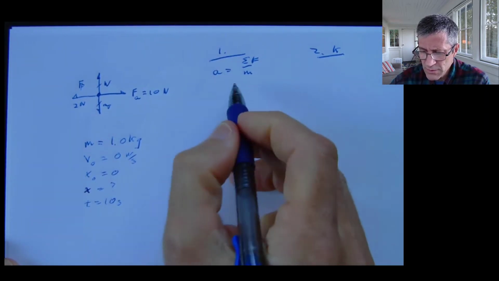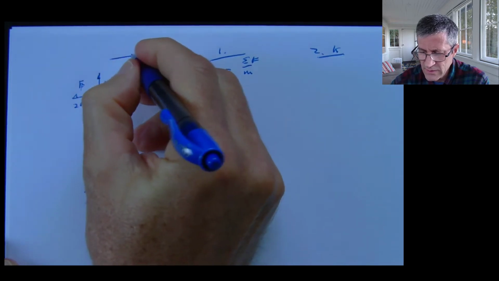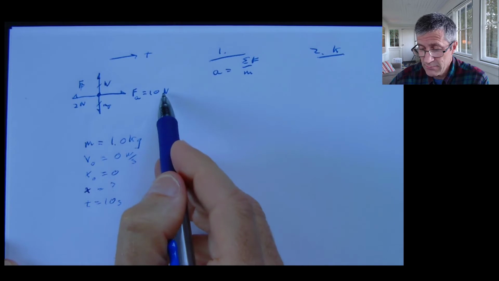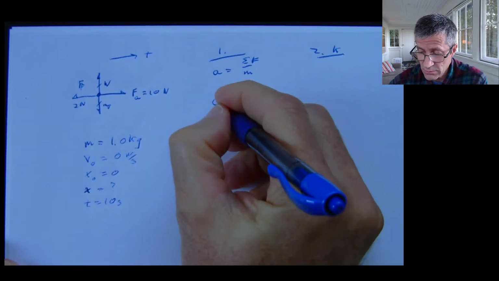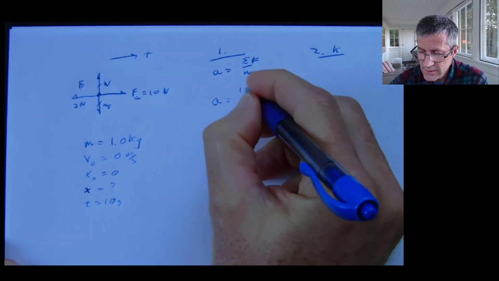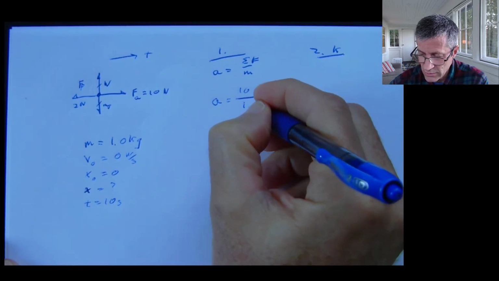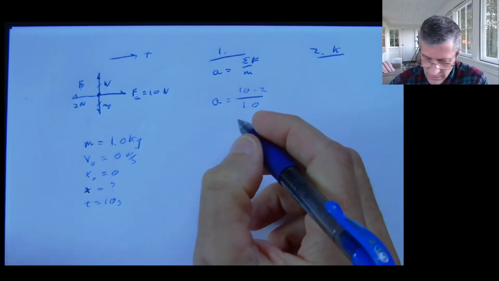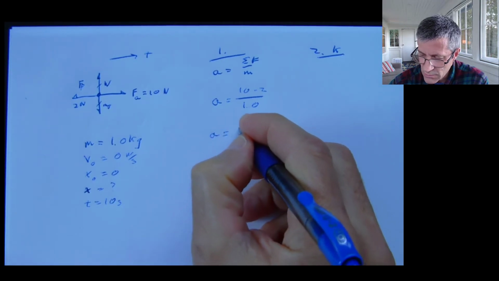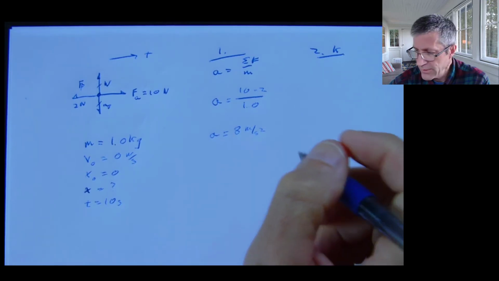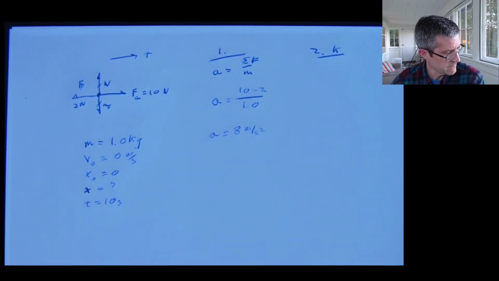Okay, so sum of the forces. Let me sum the forces up. So I'm going to decide this is the positive direction. So why not? So I'm going to have 10 positive and 2 negative. So my acceleration is going to be equal to 10 minus 2 divided by the mass, which is 1 kilogram. So I'm going to get an acceleration which is equal to 8 meters per second squared. Right, and that's my connector. That's going to take me to the other side.